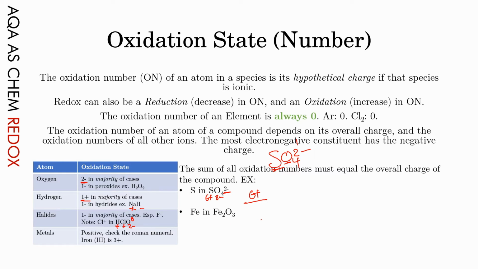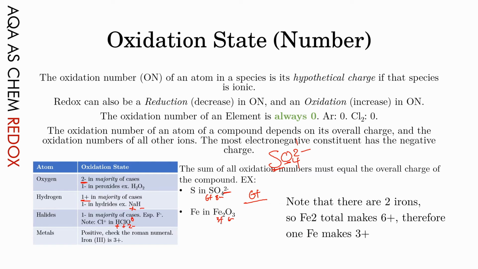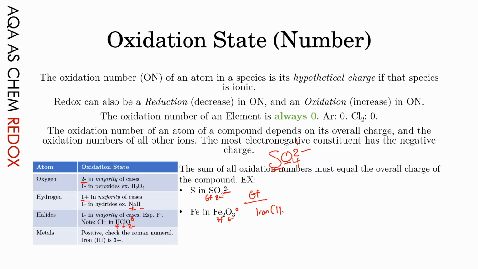Iron in Fe2O3, in iron oxide. So again, the oxygen is 2-, so that's 6- total. So the iron must be 3+ to make this 0, because this is a 0 charge. So it's iron 3 oxide. And then we have S in H2S. Now the S here is different from the S in sulfate, because we've got hydrogen, and the hydrogen is plus, so in total that's 2+. That means the S must be 2- to make this a neutral molecule. So it's 2-.